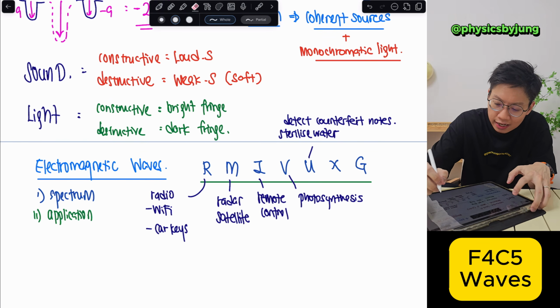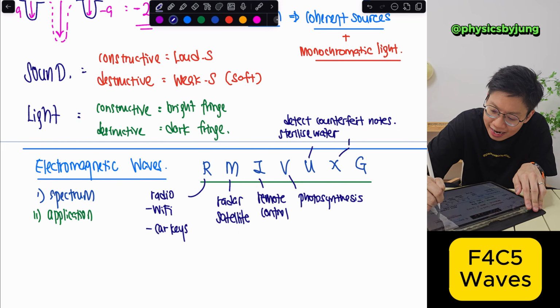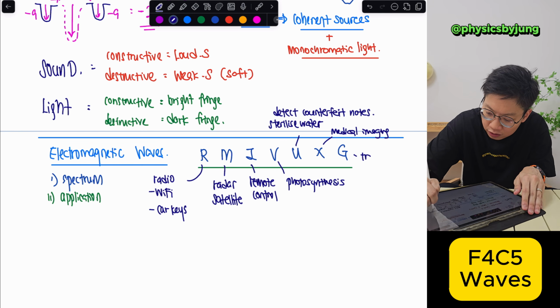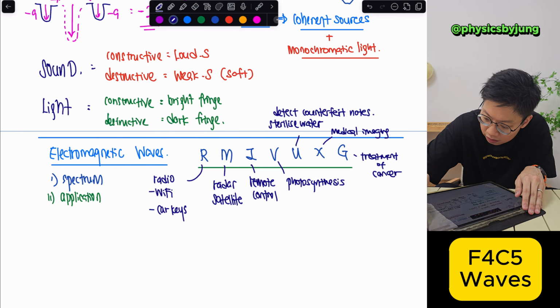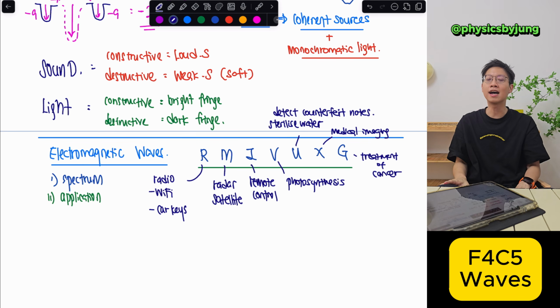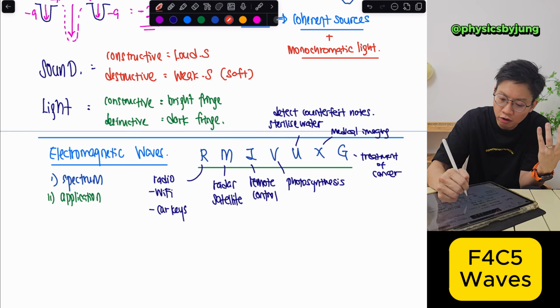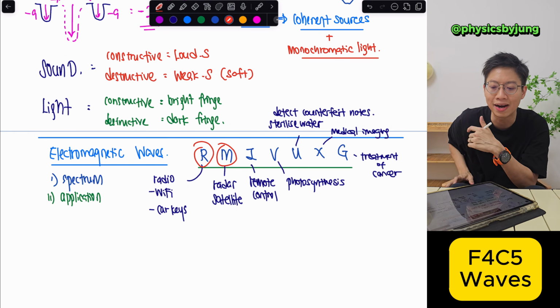X-ray obviously can be used to do medical imaging, means that you want to scan the tulang, and of course gamma ray is used for the treatment of cancer. Okay, so these are the few common things. I think that you should put your focus on what is radio and what is micro.